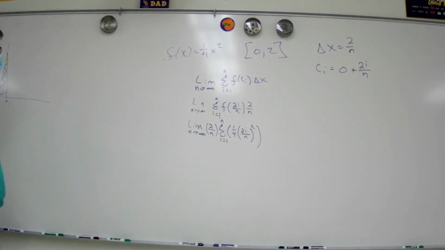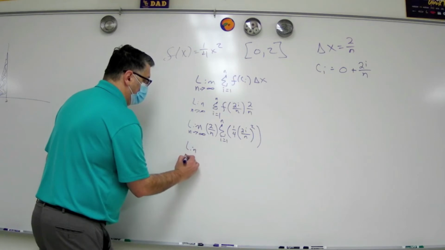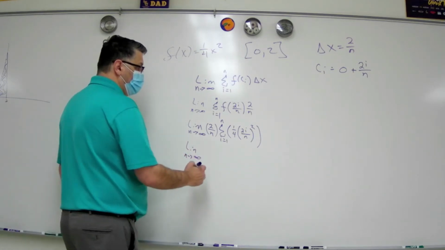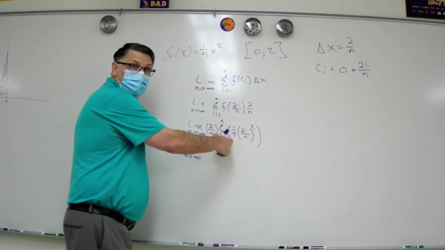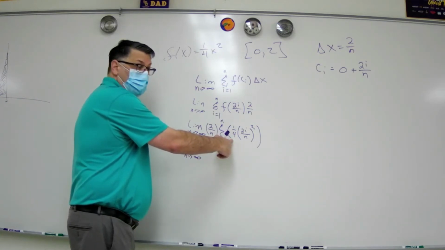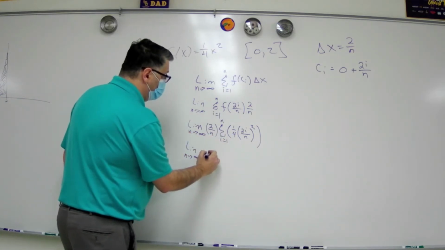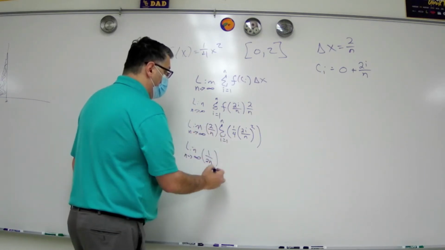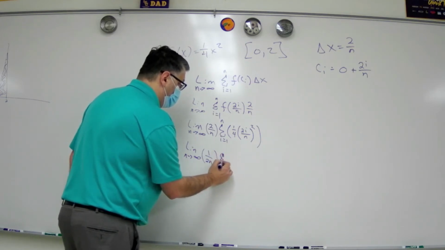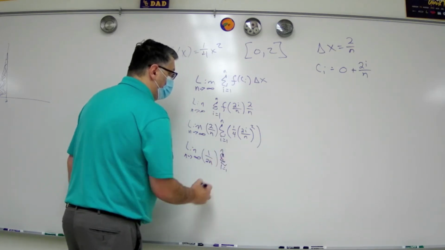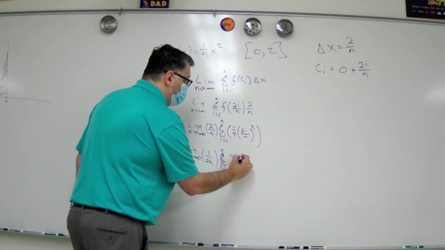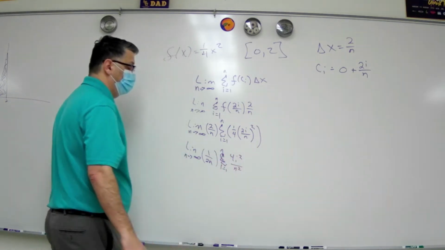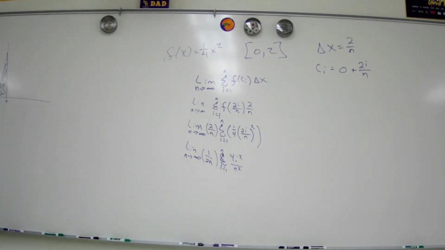Now let's work some math. I got the limit as n approaches infinity. What can I do with this 1/4? Take it out. So I have now 1 over 2n, because they simplify, right? Times my sigma as i equals 1 to n of 4i squared over n squared. You good, Elijah?